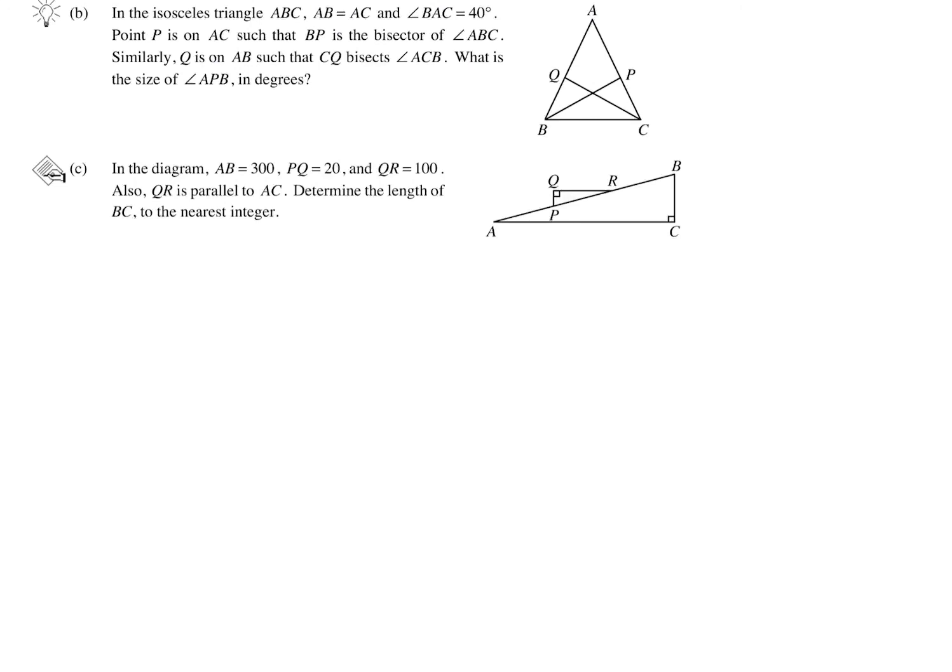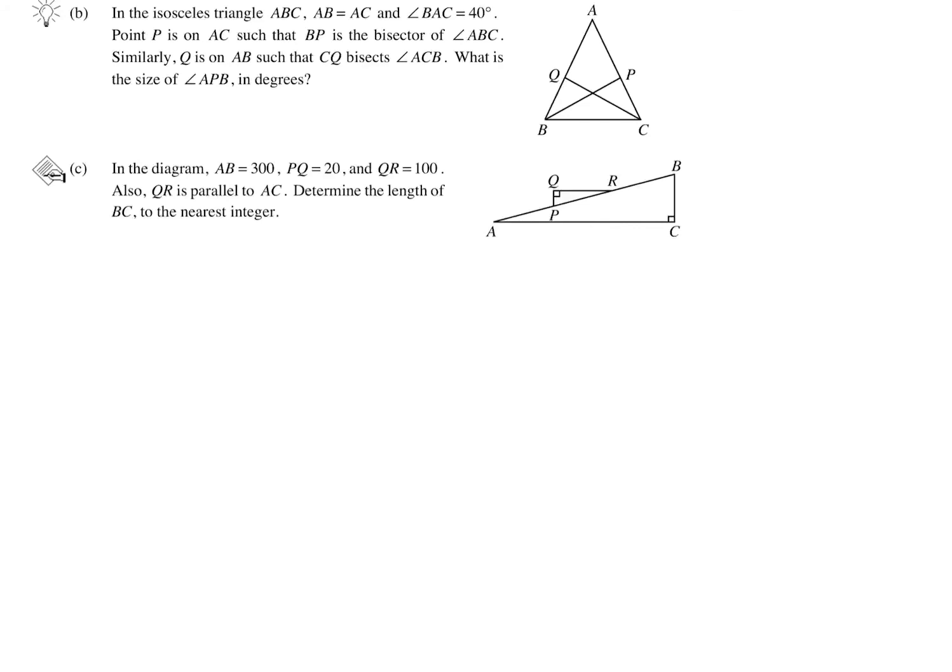In the isosceles triangle ABC, AB is equal to AC, angle BAC is equal to 40. Point P is on AC such that BP is the bisector of angle ABC. Similarly, Q is on AB such that CQ bisects angle ACB. What is the size of angle APB?